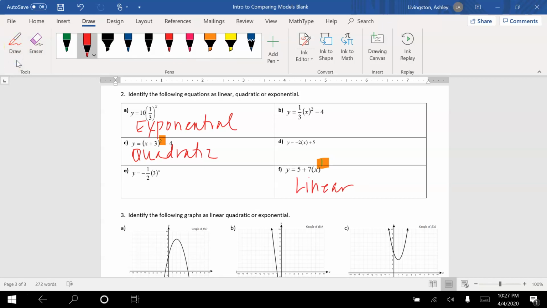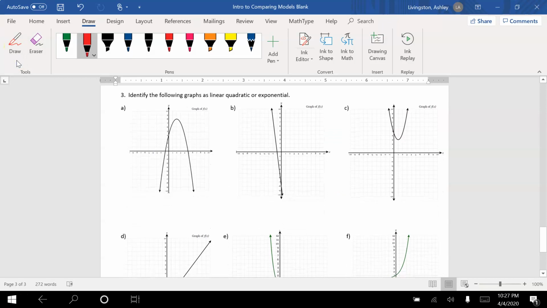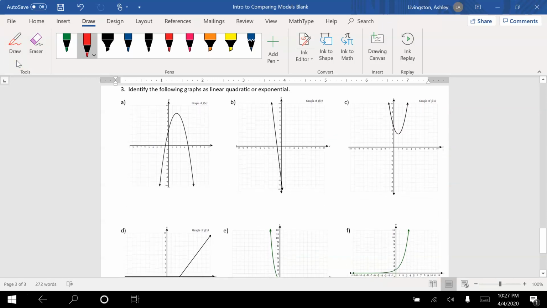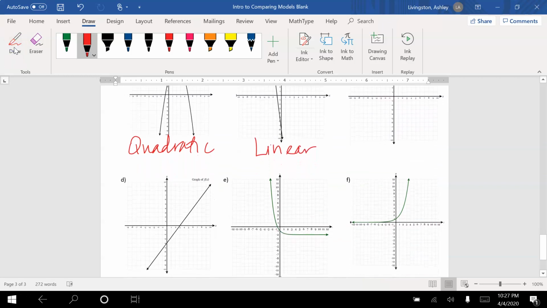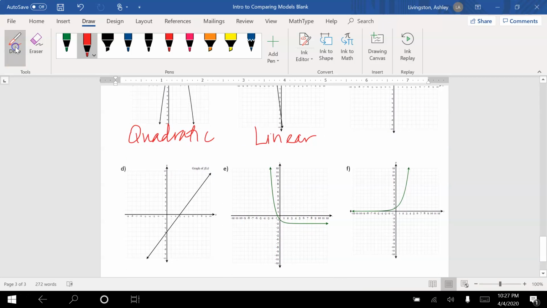All right, and then finally, let's just look at some graphs here. So again, we'll just go through a couple of these. The first one has that parabola shape, so I know that one's quadratic. Letter B has a line, so that one has to be linear. And let's go down and look at letter E. There's the one that looks like what we just studied. It has that part where it's decreasing and then it's leveling off at that asymptote. So this one is exponential.